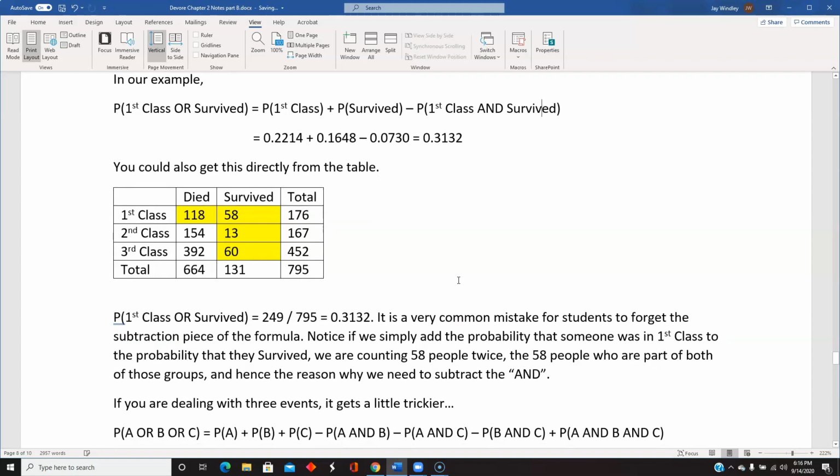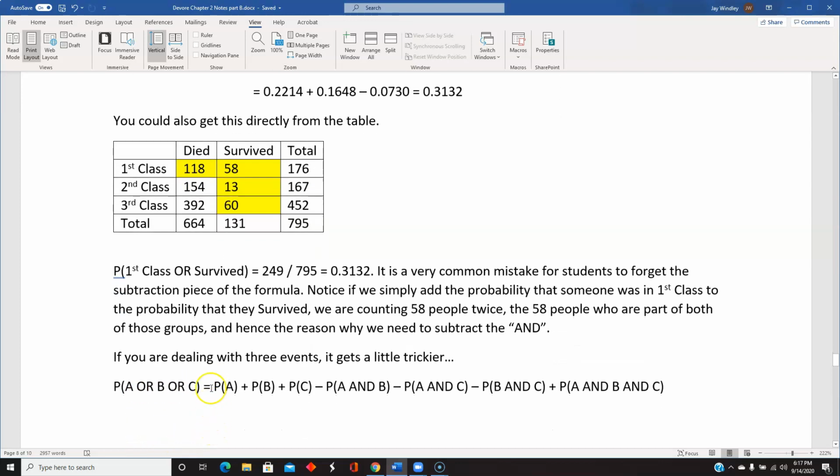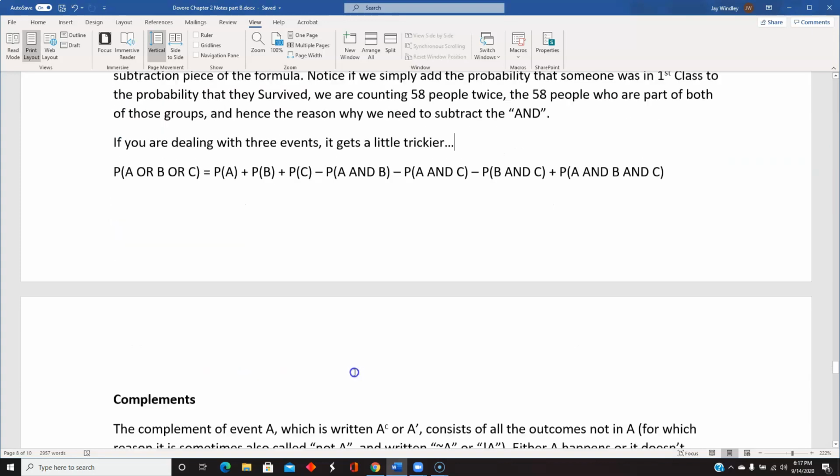And if you're dealing with 3 events, it's a little bit gruesome. If you want to know the probability of A or B or C, you add those 3 probabilities together, and then you subtract all of the two-way intersections. So you subtract the probability of A and B, subtract the probability of A and C, subtract the probability of B and C, and then you have to add back the probability of all 3. It just gets really, really messy when you're trying to do formulas like that with 3 or more events.